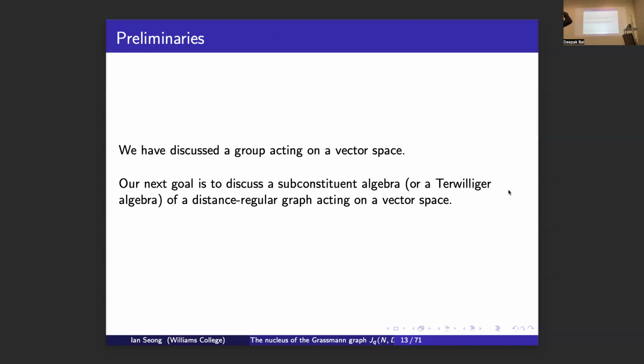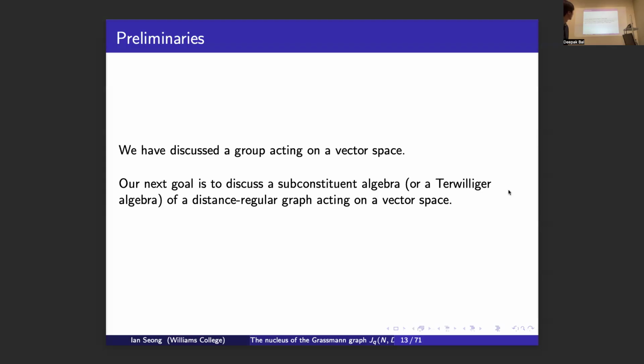Okay, so far we have discussed a group acting on a vector space. So our next goal is going to be to discuss a subconstituent algebra. It also goes by the name of a Terwilliger algebra of a distance regular graph that acts on a vector space. So in a bit, we're going to define what a distance regular graph is and its corresponding subconstituent algebra, and we'll see how that acts on a vector space.